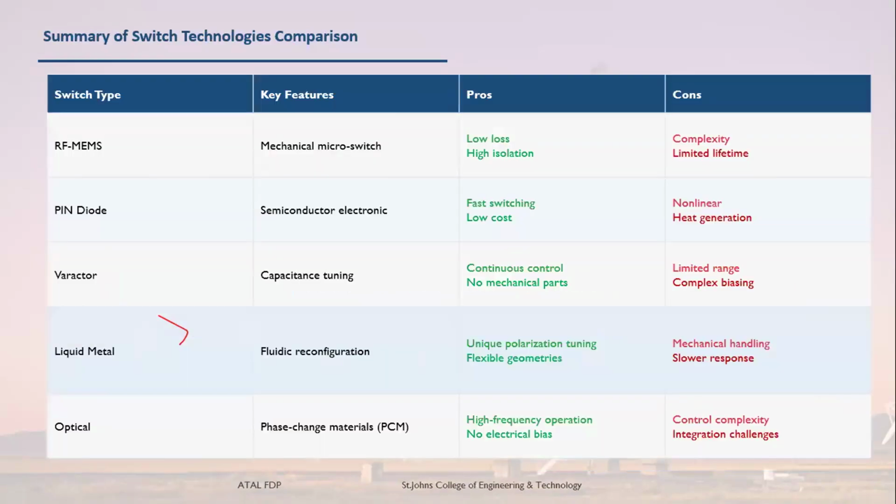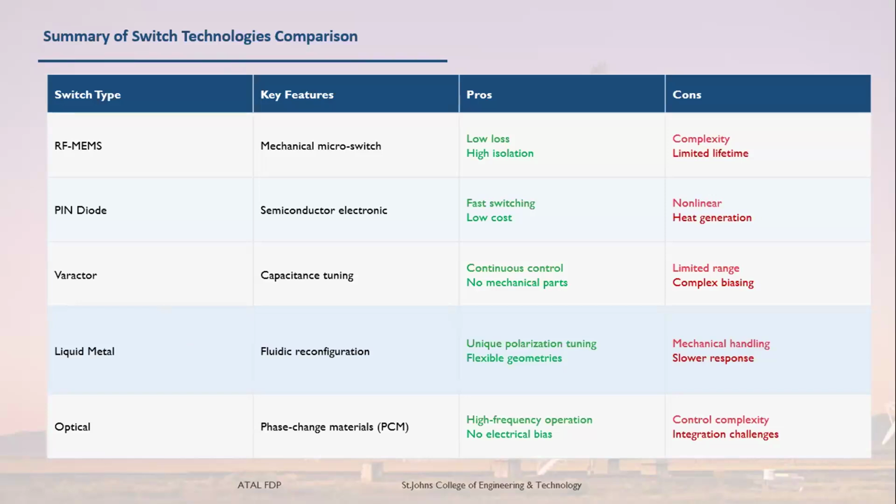Now this is the comparison of whatever devices we have seen. Based on the requirement and the cost, we should choose an appropriate method to reconfigure the antennas to change the frequency, polarization, or the pattern. Each one has its own advantages and disadvantages. Look at the RF MEMS. It's low loss, high isolation, but complexity is more. Look at pin diodes, fast switching and low cost, but non-linear, and it generates heat.